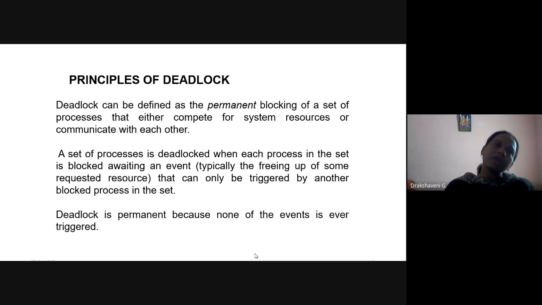That process is also waiting. So the CPU is not being utilized, and both processes are waiting. That situation is called a deadlock. Not only with resources, it can also be in communication with each other.